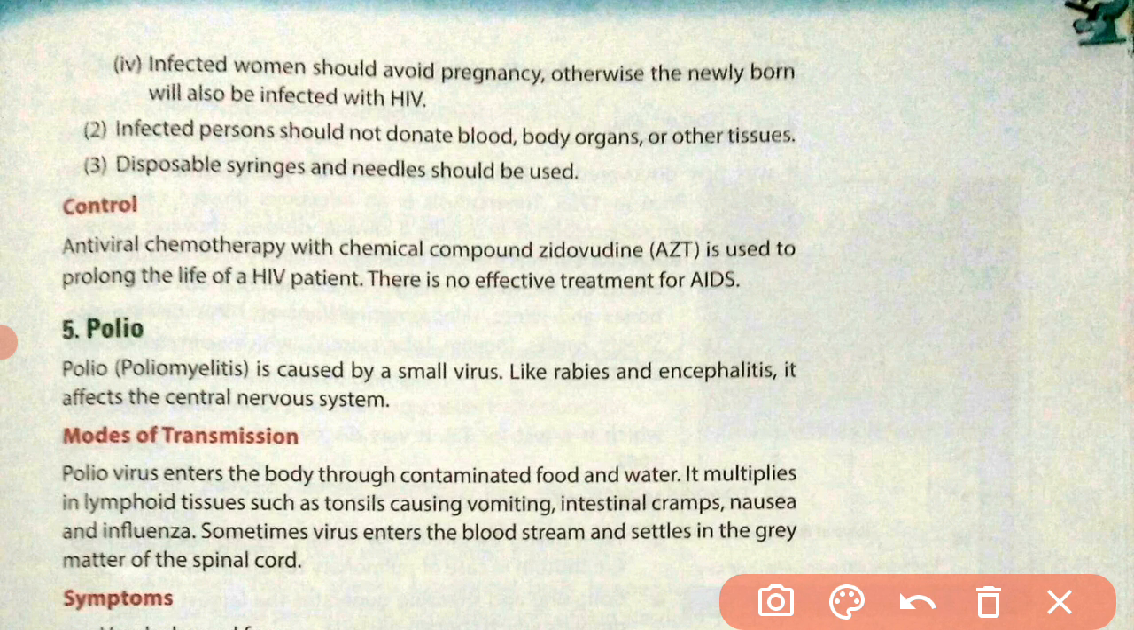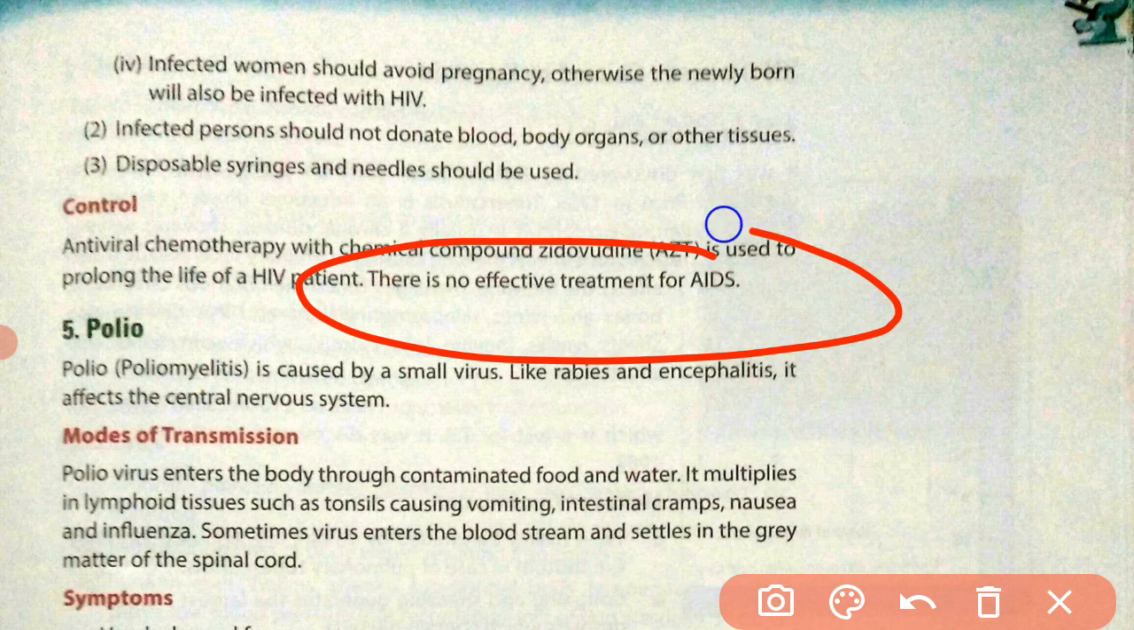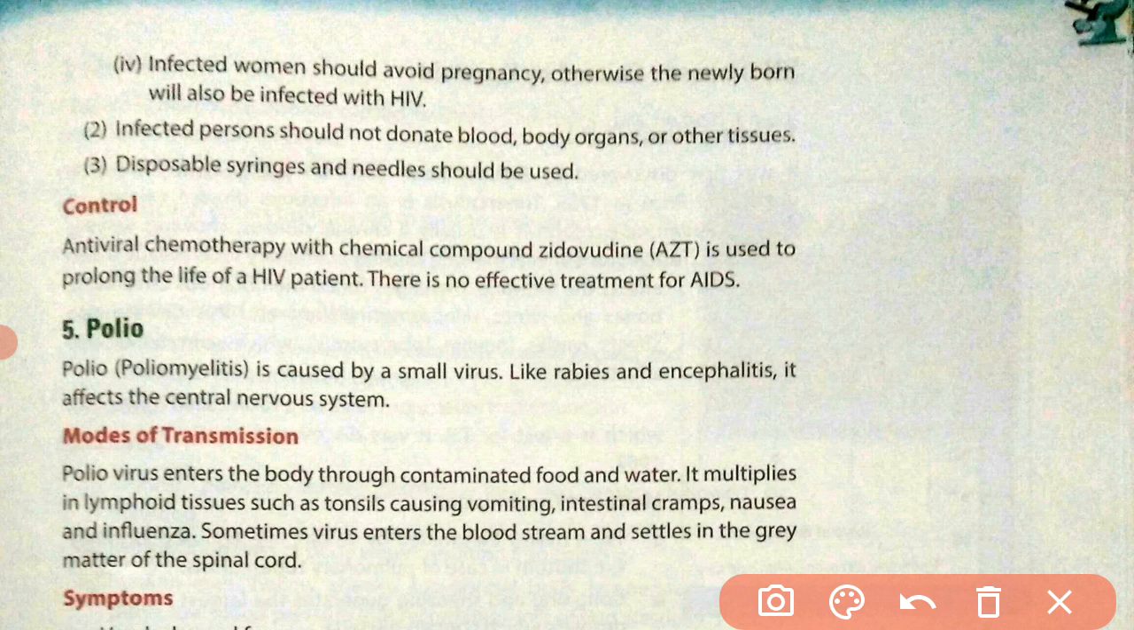Now, how can we control it? Antiviral chemotherapy with the chemical compound zidovudine is used to prolong the life of HIV patients, and there is no effective treatment for AIDS to date. Some antiviral chemotherapy and drugs are used to increase the life of HIV patients, but there is no complete effective treatment.